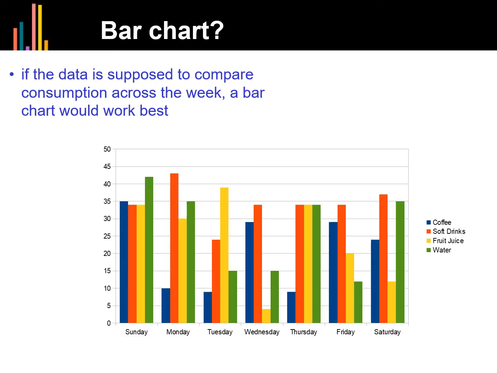Bar chart helps a little bit more. So when you look at the bar chart, what it does is it puts each beverage in that particular day next to one another, and it helps you see both the movement in the amounts and the amount per day. So a bar chart is a little bit more helpful.